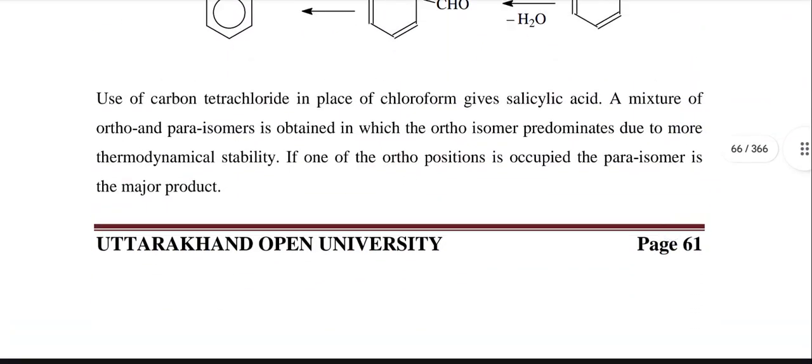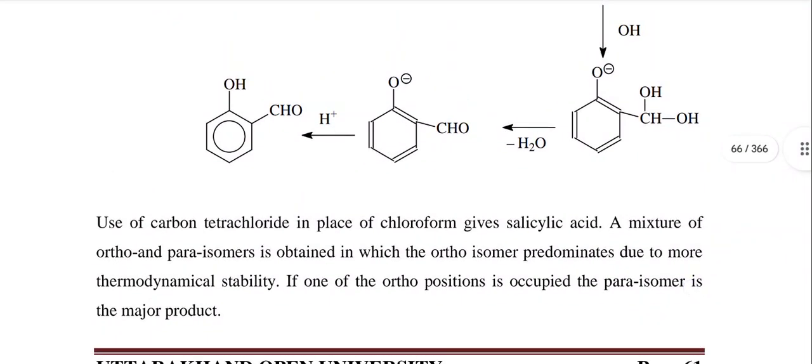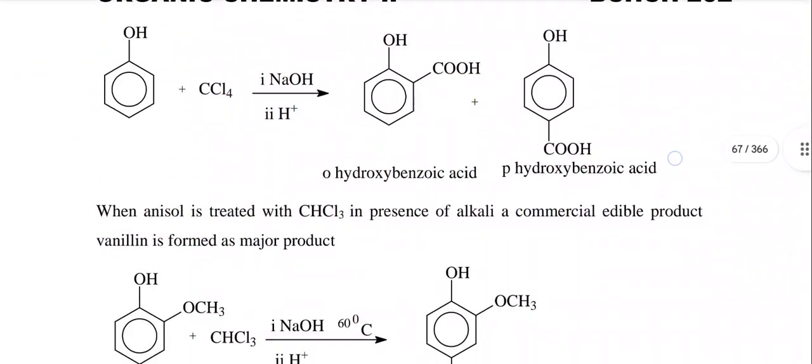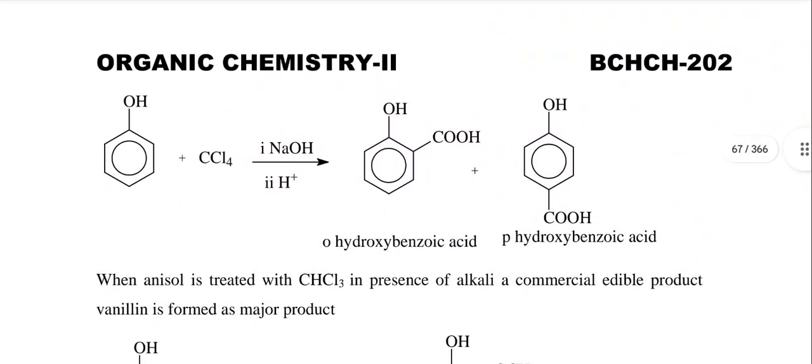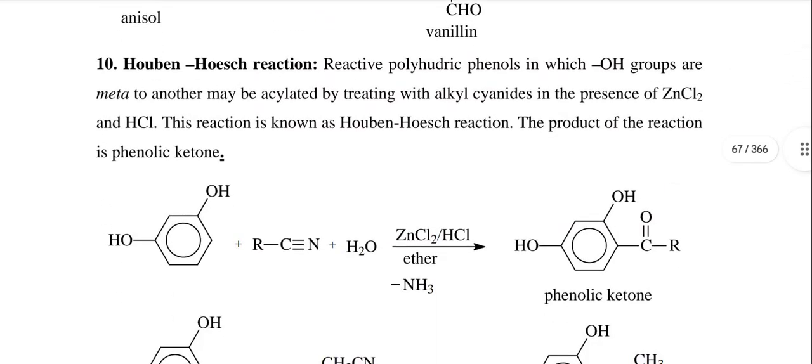Use of carbon tetrachloride in place of chloroform gives salicylic acid. A mixture of ortho and para isomers is obtained in which the ortho isomer predominates due to more thermodynamic stability. If one of the ortho positions is occupied, the para isomer is the major product. When guaiacol is treated with chloroform in the presence of alkali, a commercially viable product, vanillin, is formed as a major product.